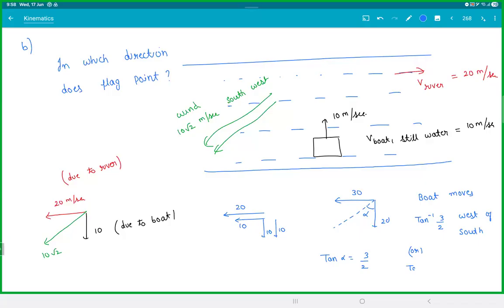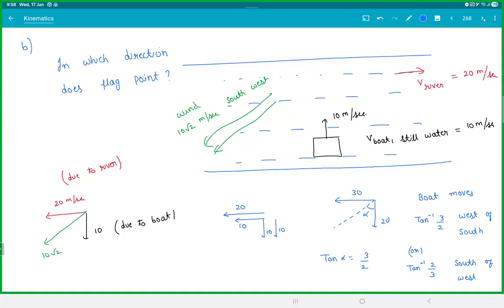Or you can say tan inverse 2 by 3 south of west. Hope everyone is clear with that. Both are right. So always see the options, and based on that you have to do.